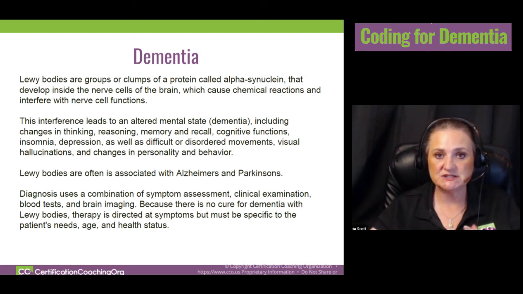Visual hallucinations. How many times, especially as a child, I remember, you see a shadow out of the corner of your eye, or you see something, that's normal. Even seeing little floaters in your eyes and stuff.